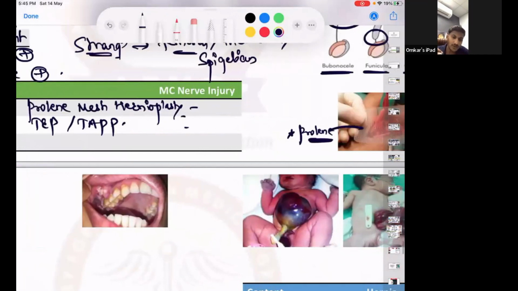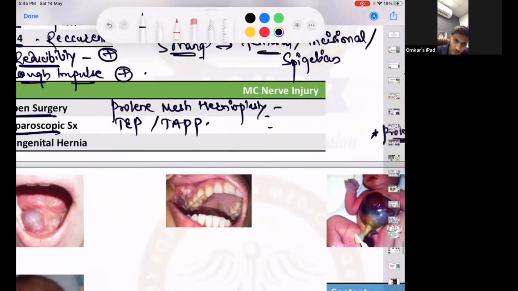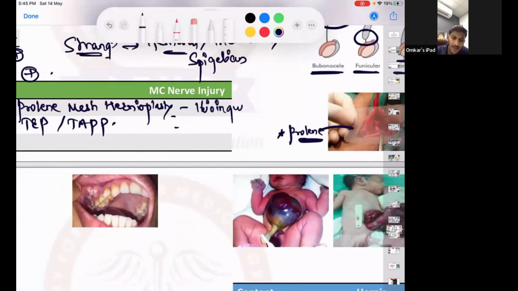So the most common nerve injury in cases of open hernioplasty is the ilioinguinal nerve.